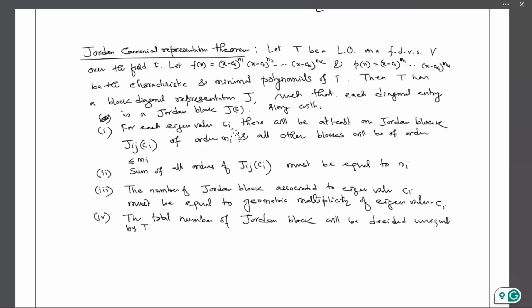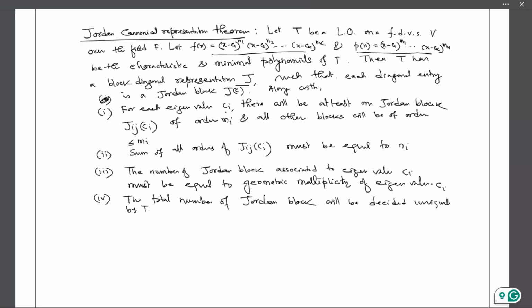T is a linear operator on a finite dimensional vector space, and F has a factorization like this, which is the characteristic polynomial, and P is the usual notation for the minimal polynomial of T. Then T has a block diagonal representation J, such that each diagonal entry is a Jordan block, with these four properties in mind. For each eigenvalue Ci, there will be at least one Jordan block. For each eigenvalue, there is some Jordan block of order Mi, where Mi is the power coming into the minimal polynomial. All other blocks will be of order less than or equal to Mi.